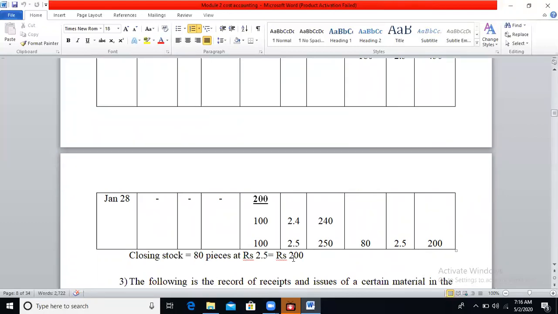So one main thing is you have to consider all the purchases as receipts and all the issues as issues. Whenever you are making an issue, see the balance column: whatever units are prevailing first, that price and those units will be considered first.